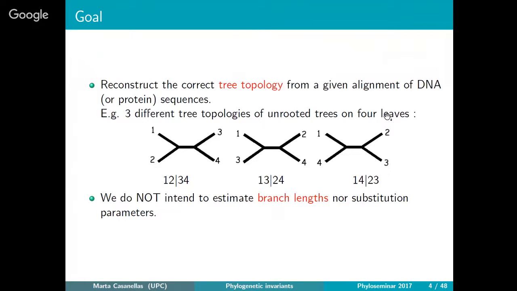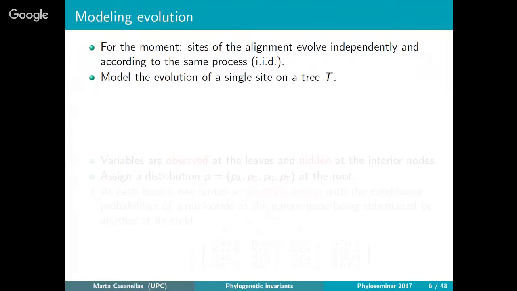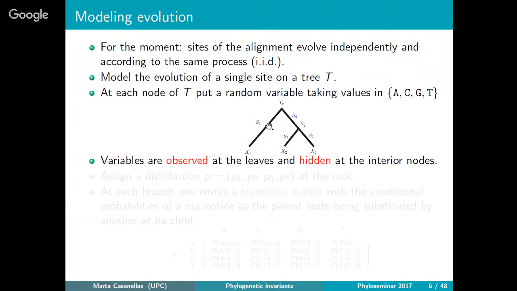I'm going to stick to DNA, but we could also use protein sequences. Okay. So what type of evolutionary models do we consider? In order to model the evolution, for the moment, let's assume that sites in the alignment are independent and evolve according to the same process, are identically distributed, so that we can model the evolution of a single site on a tree. We put at each node of the tree a random variable taking values in the set of 4 nucleotides, or in the set of amino acids if we were dealing with protein data.